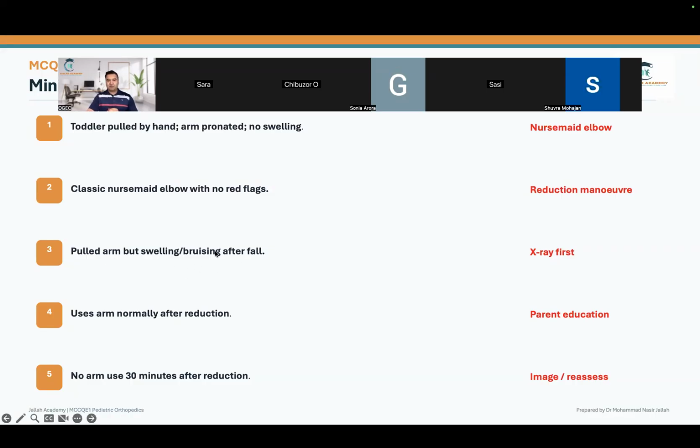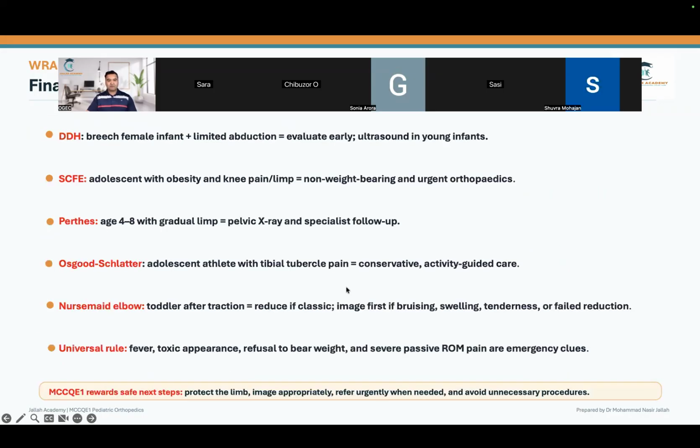Pulled arm with swelling, bruising after a fall. Now this is different. It's not classic nursemaid. It is a radial subluxation-like condition secondary to trauma or a fall. Now I have to do the X-ray to rule out fracture. Use arm normally after reduction, parent education. No arm use 30 minutes after reduction. This is worrisome. This is something that you have to reconsider or escalate the investigation and reassess.